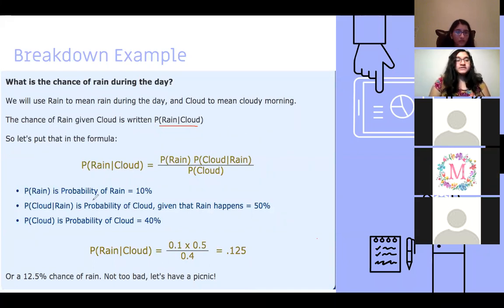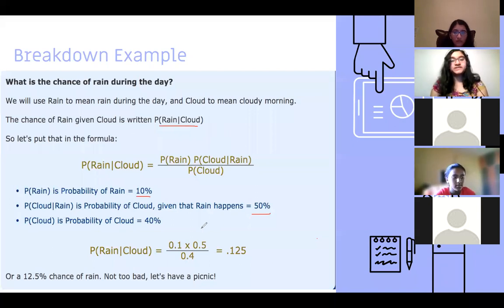And so when we put it in the formula, the chance that it's going to rain, given that it's cloudy in the morning, is going to be the probability of rain, which will be 10% because this is a generally dry month. And then the probability of cloud given rain will be about 0.5 because given that it's going to rain, we know that 50% of the time it starts out cloudy. And then the probability that it's just generally cloudy on any day is 40%, and that's right there. So then all of these are transformed into decimals, which we can then calculate below. And so you'll see here that that calculates out to 0.125, which when converted back into a percentage is that there's a 12.5 percent chance of rain.